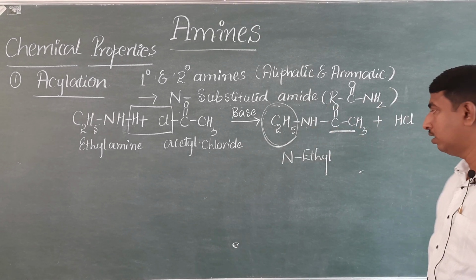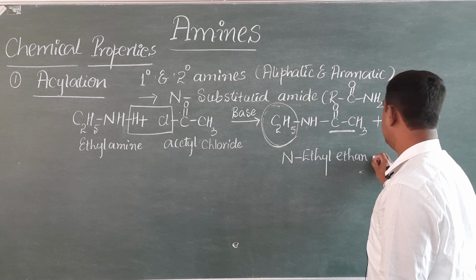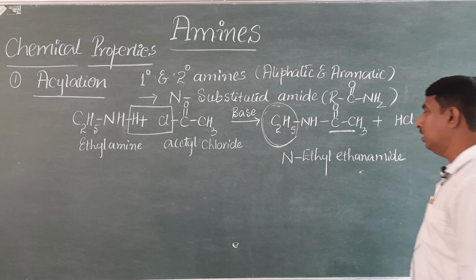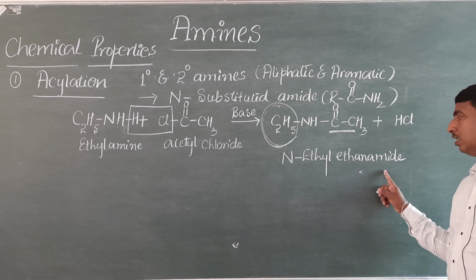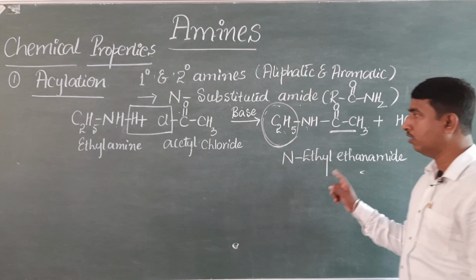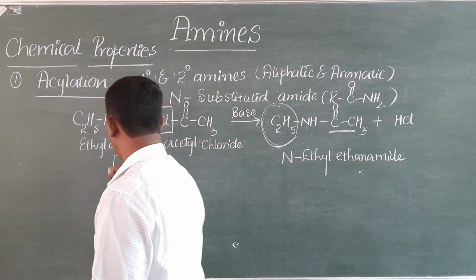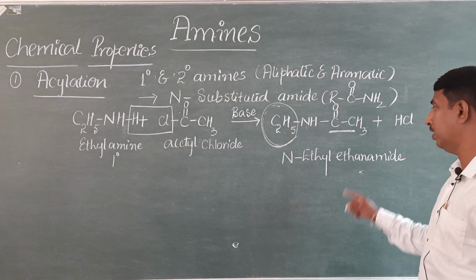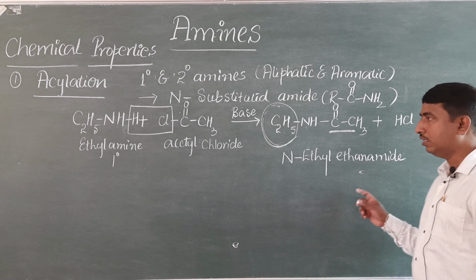There are a total of 2 carbon atoms, so it is ethane. Then I have to add the suffix amide, ethanamide. It is N-ethyl ethanamide. This is the product formed. That is, when ethylamine, a primary amine, reacts with acetyl chloride in the presence of a base, we get N-ethyl ethanamide.